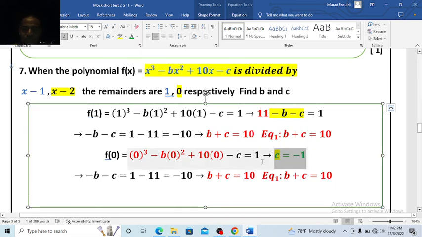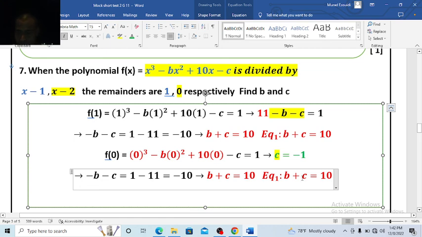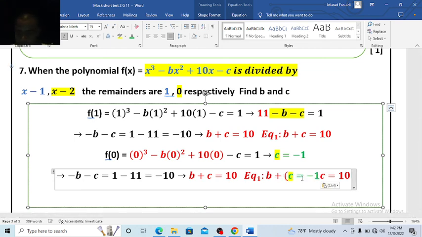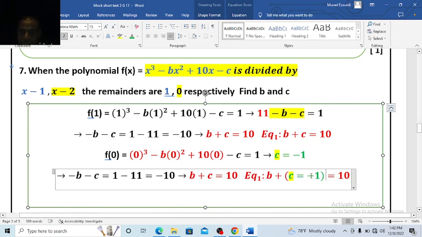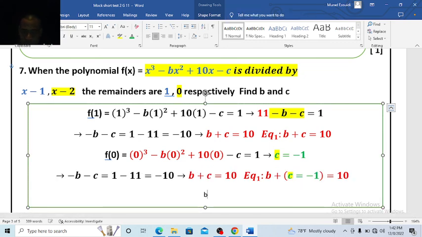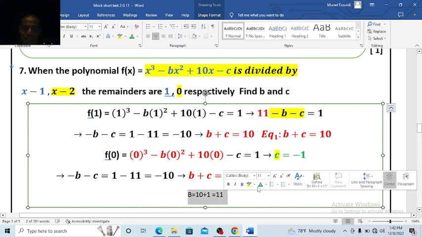Now just to find b, replace c equals minus 1 in this equation. Since c is minus 1, the minus 1 changes to 10. Therefore, b is equal to 10 plus 1, which is equal to 11. Clear? So now we have the answer to the question, my learners.